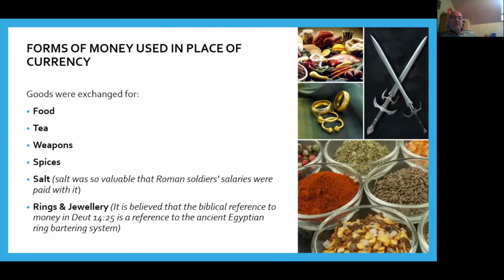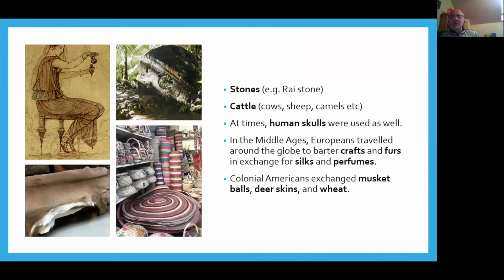Now, some of these things were quite valuable. And you'll see one there that says it was so valuable that Roman soldiers' salaries were paid in it. That's interesting, isn't it? It was called a certain ration. They had a salt ration. There were stones that were sometimes used as coins, and there is a rye stone. And up to recently, it was still used in Yap, and that's a Micronesian island.